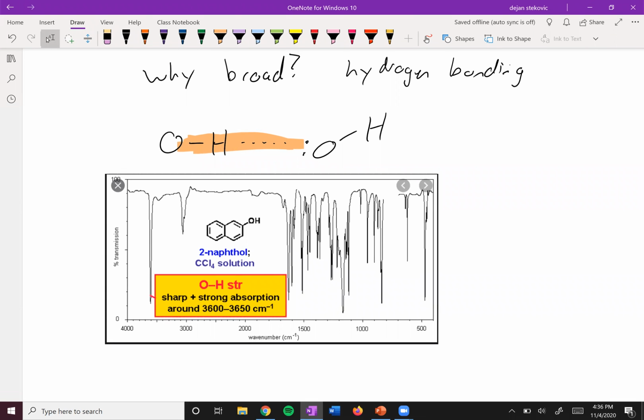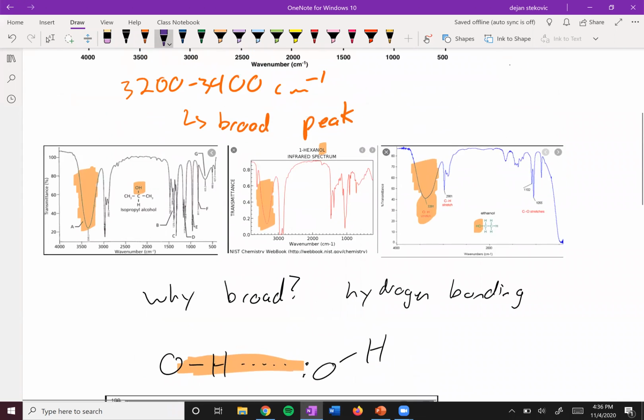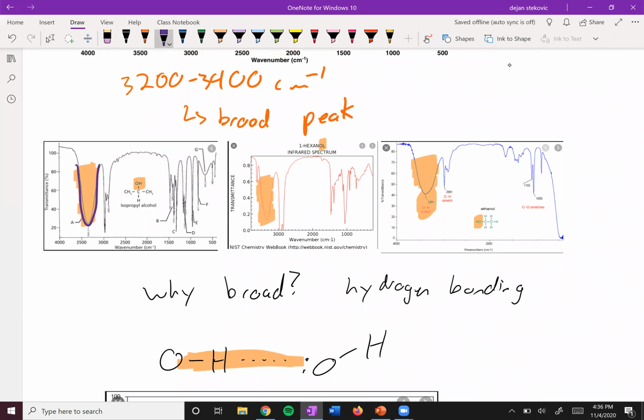One thing to note, though, it does depend on the environment. So you can see this one has an alcohol, but this is a very sharp peak, right? And the reason that this is a sharp peak is because this is in a very non-polar solvent that can't hydrogen bond, and they have it very dilute. And so basically hydrogen bonding can't occur. I won't ever show you spectra like this, but just in case you find it online, that's why it's not broad. I'll always show you these broad peaks right here.